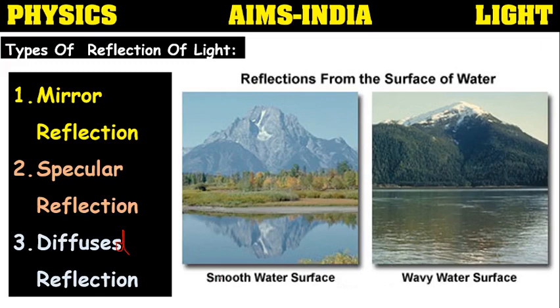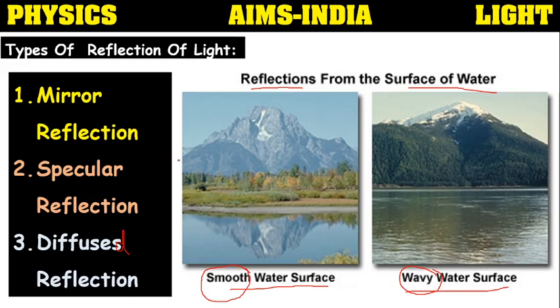So if you observe this image, here we can observe the reflections from the surface of water. Here, the smooth water surface is in the first picture, and in the second picture the water is not steady, the water is moving, so we can call it a wavy water surface. Here it is steady, so that's why we call it a smooth water surface or calm water surface.